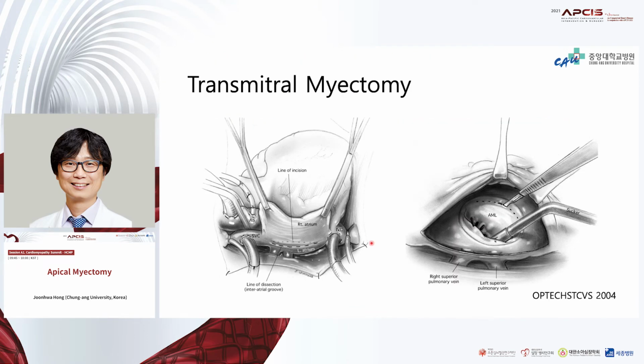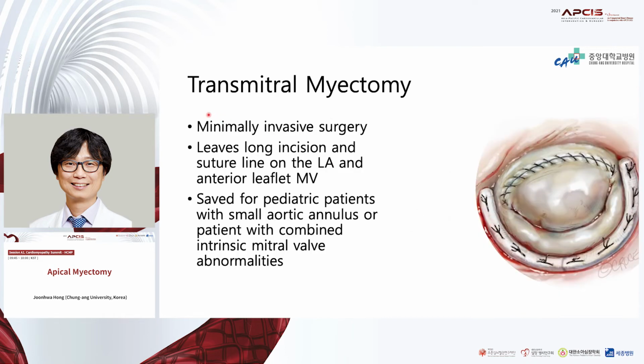Other approaches to treat apical hypertrophic cardiomyopathy have been tried as well. This is transmitral myectomy. An incision is made in the left atrium, the left atrium is opened, and then another incision is made on the anterior leaflet of the mitral valve. The good thing about transmitral myectomy is that it can be performed with minimally invasive surgery. But as you can see in this picture, it leaves a long incision and suture line on the anterior leaflet of the mitral valve, and it is almost like another mitral valve surgery. So in many centers, this approach is saved for pediatric patients or adult patients with a very small aortic annulus, or patients who might need combined mitral valve surgery because of intrinsic mitral valve abnormalities.